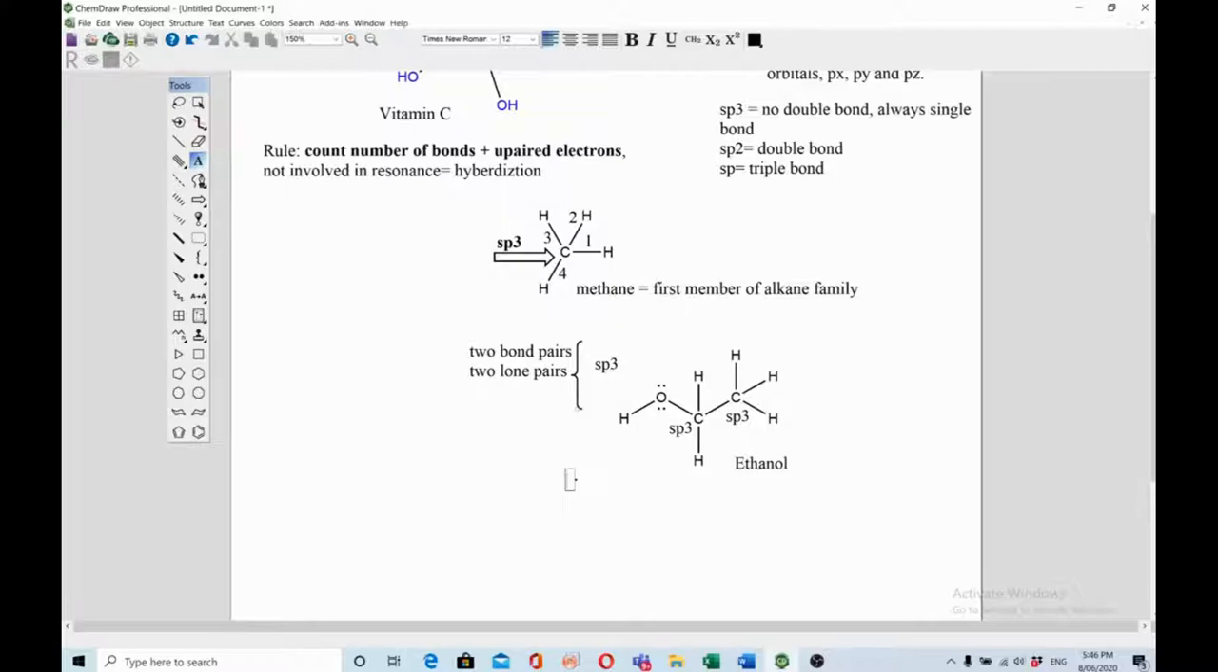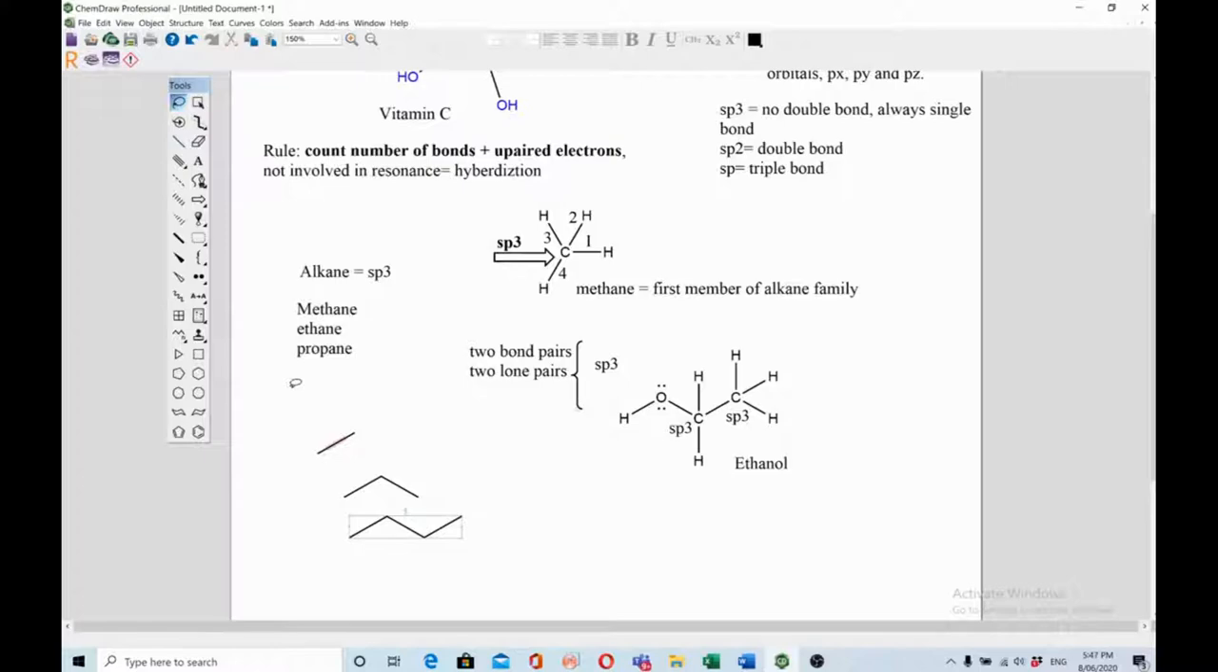Now you can simply say alkanes have sp3 hybridization. Any member of the alkanes, be it methane, ethane, propane, whatever. For example, this is ethane, two carbons. This is propane, this is butane. All of the carbons 1, 2, 3, 4 are sp3 hybridized in alkanes. Alright, I hope you got my point.